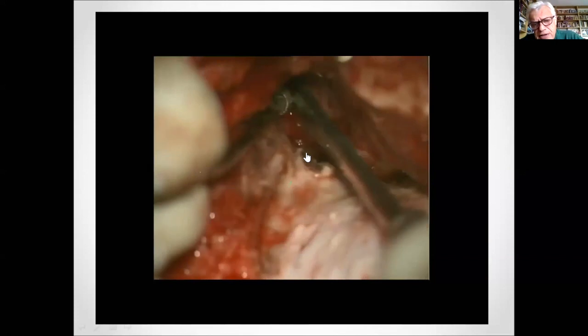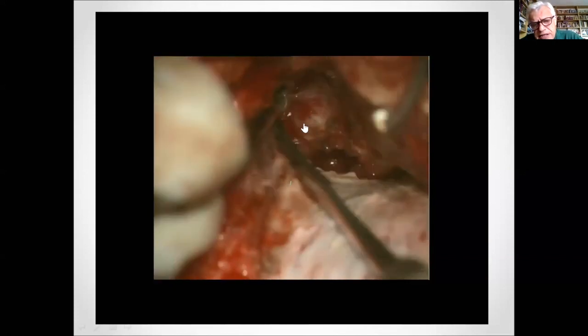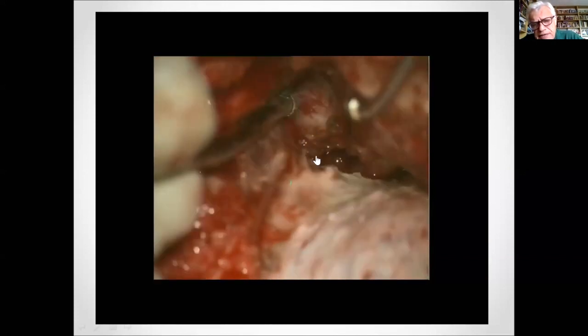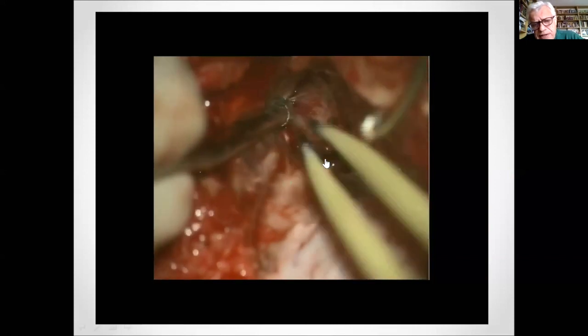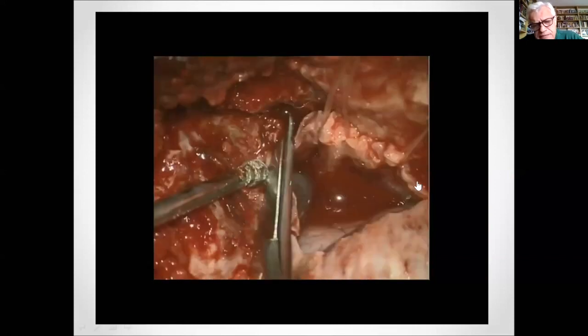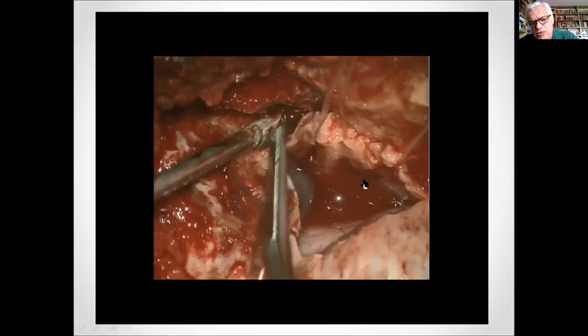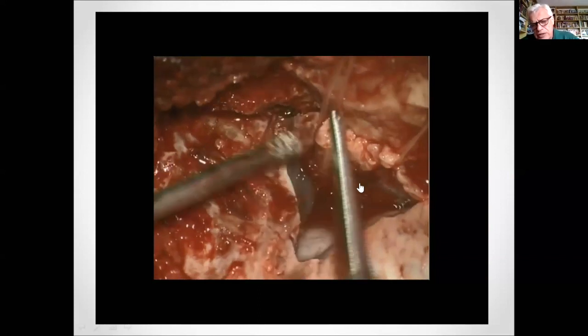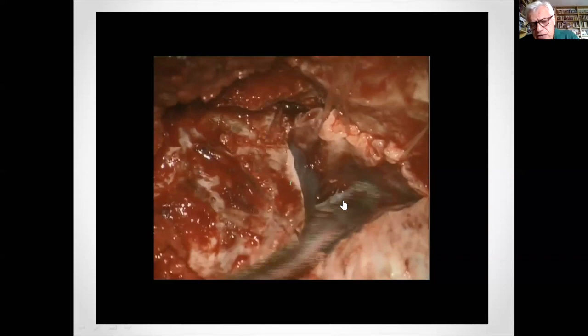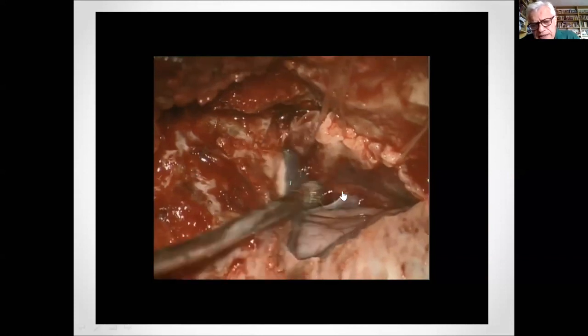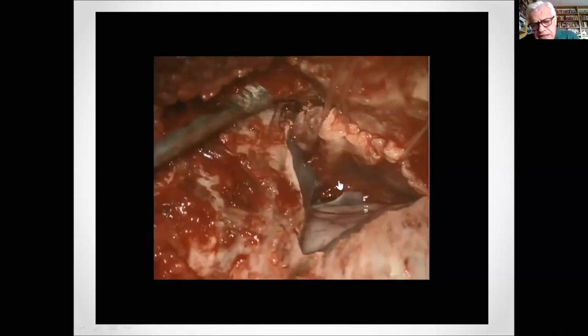And then again, the dissection of the cavernous sinus dura. The dura opening itself might not be a large one. The small opening is sufficient because you will all the time be working very close. It's a short distance to the anterior clinoid if the wing is resected. And now we are already there.